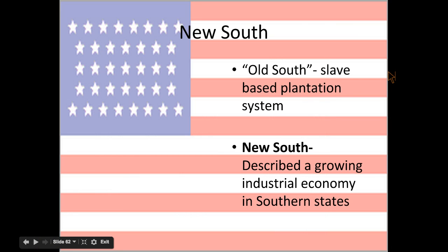Okay, so after Reconstruction and after all these redeemers are taking power again, you're going to have the New South. The Old South was based on slave labor. It was based on them being able to have slaves to work their plantation. The New South is going to be considered a growing industrial economy. So they're going to start to focus more on things that are industrial and not so much agricultural.